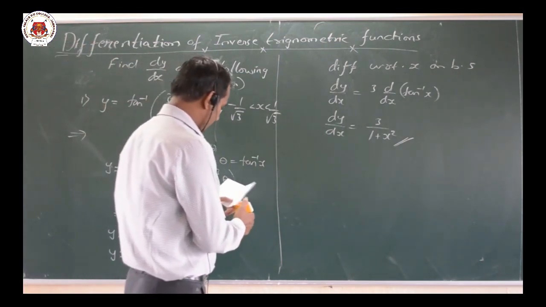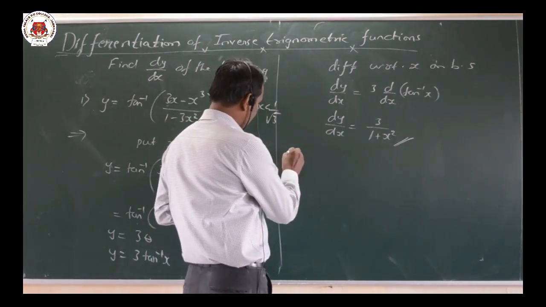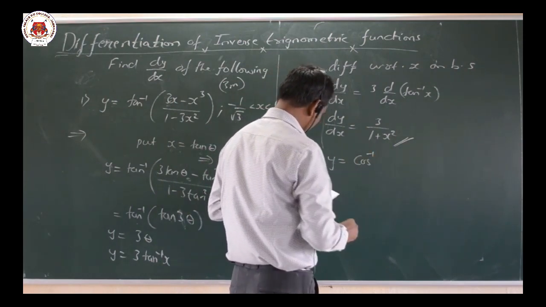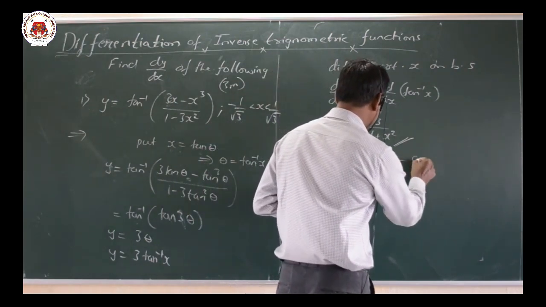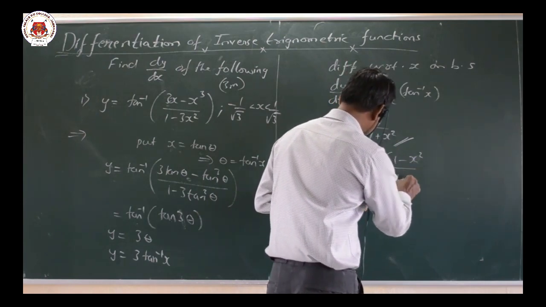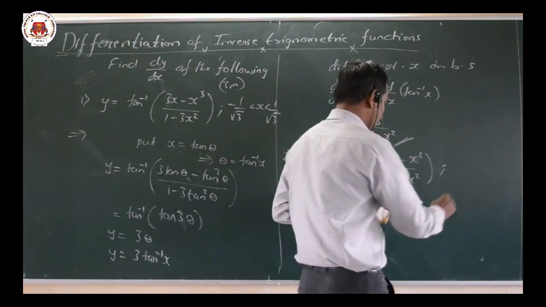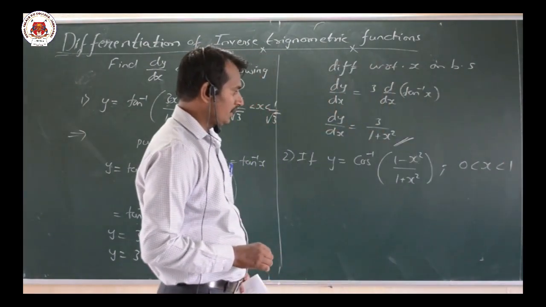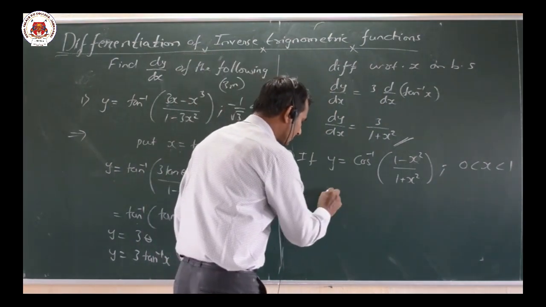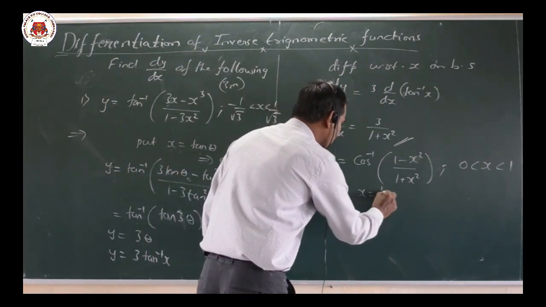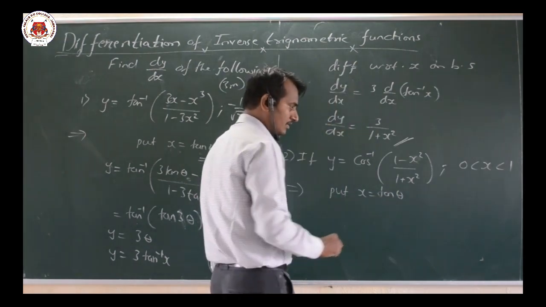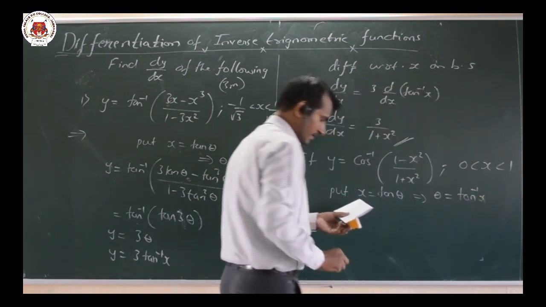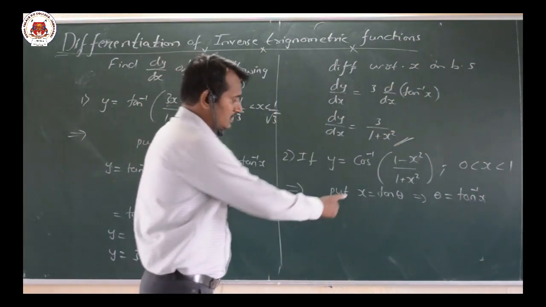The second question is, if y equal to cos inverse of 1 minus x square divided by 1 plus x square, where he has given the value of x, 0 less than x less than 1. Now what do we require to substitute here? Here also put x equal to tan theta. If I put x equal to tan theta, that implies theta is tan inverse of x.